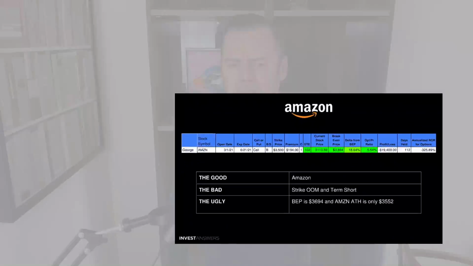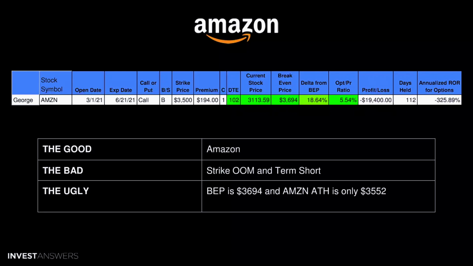So first one is Amazon. Okay, this is from George. The expiration date is June 21. It's a call. The strike price is $3,500. Premium he paid is $194. The days to expiration is 102. And the current stock price is $3,100. And the break even is $3,694. And the delta to break even point is 18.64%. So the stock needs to move quite a bit just to get to break even. And the option premium ratio is good, very low at 5.5%.